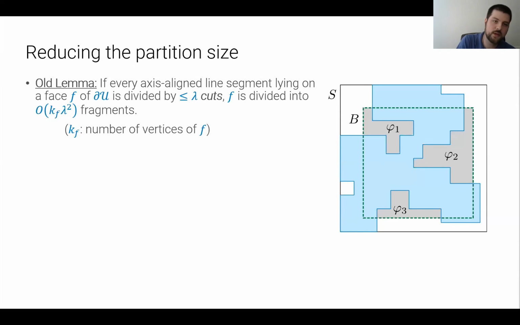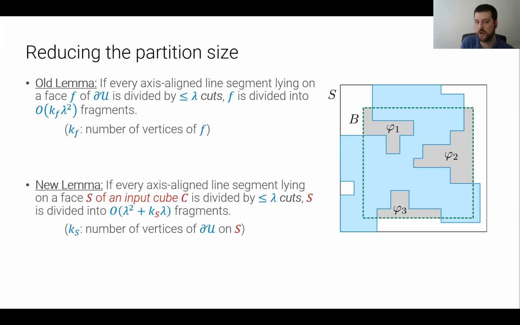So what was the old lemma? This is kind of a retelling of it. If every axis aligned segment that lies on that face of the boundary is divided by lambda cuts, then we showed that we'll create KF, where KF is the number of vertices of F, times lambda square fragments.